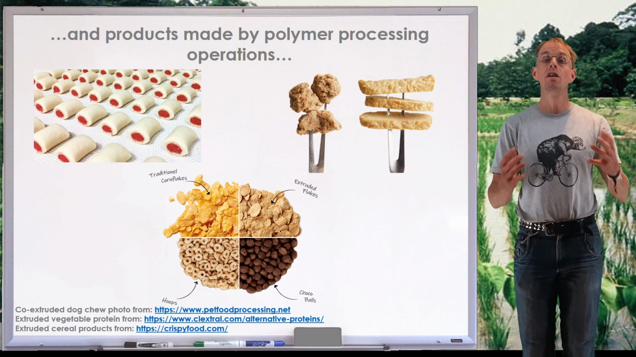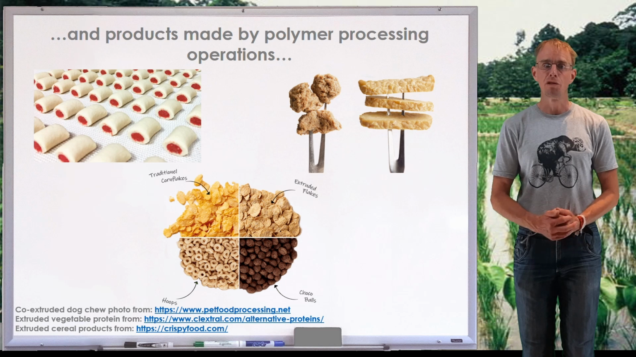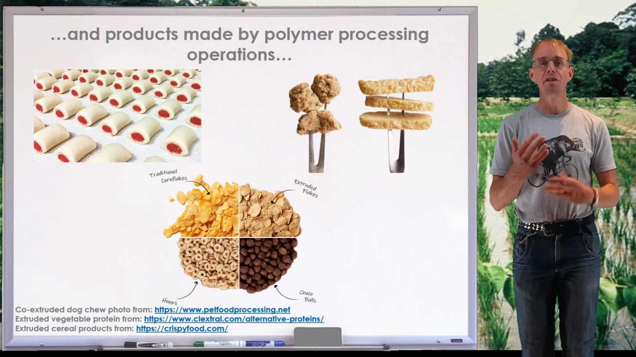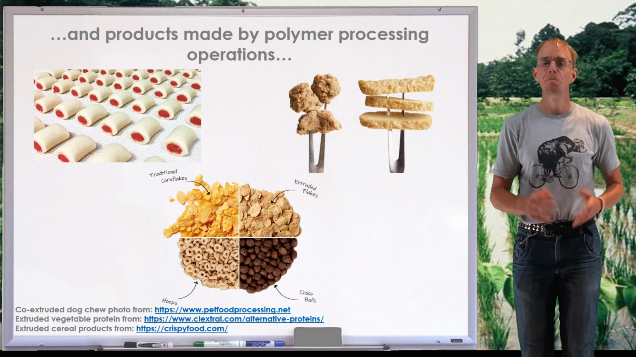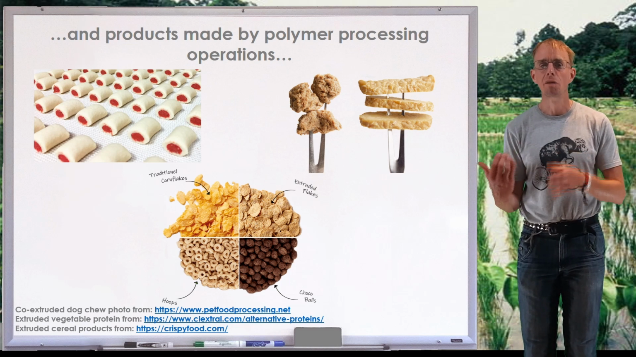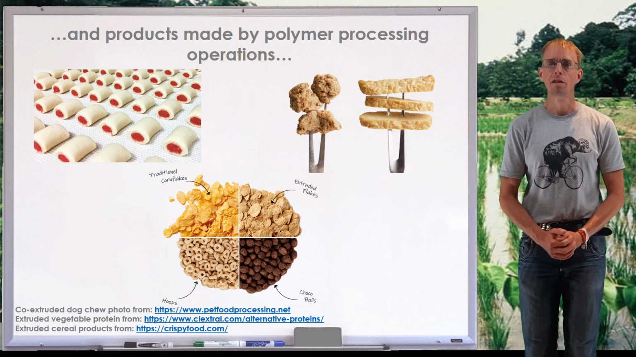And then when you think of the variety of shapes that you get in breakfast cereal, for example, hoops or chocolate balls, then you can see that the sort of technology used to make polymeric products translates very well into the food processing industry as well.